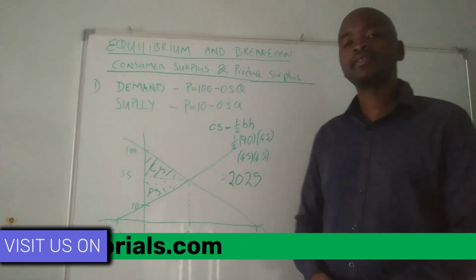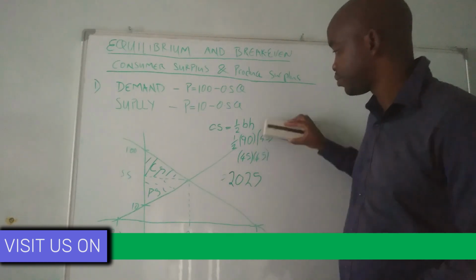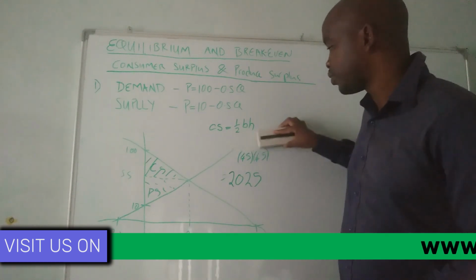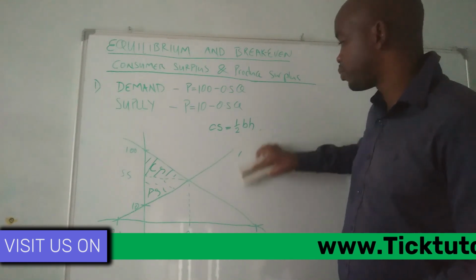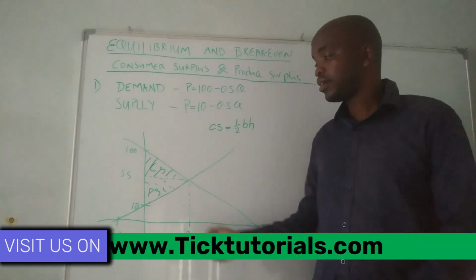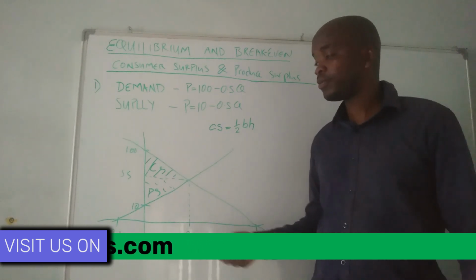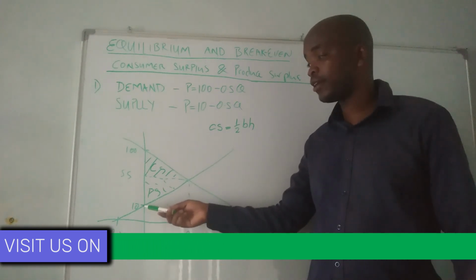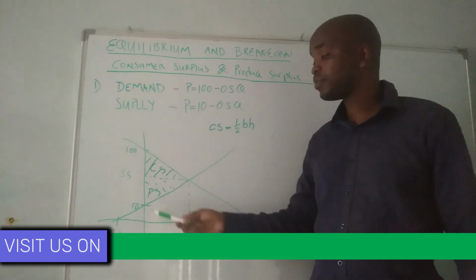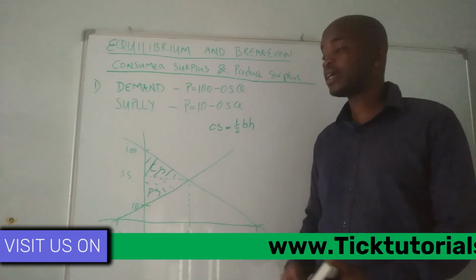Now let's look at how you do it for the producer surplus. Again, the formula for the producer surplus is half base times height. Now we're just going to use a different triangle. You have to find the area of this triangle, the triangle made by 55 to 10 and 0 to 90.